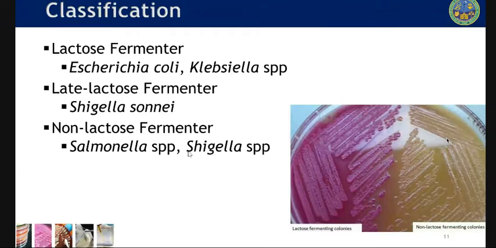For lactose fermenters, examples under the family Enterobacteriaceae are Escherichia coli and Klebsiella species. As I said a while back, Klebsiella, other than being a lactose fermenter, presents a mucoid colony appearance on top of the culture media. Then you have the late lactose fermenters. They will still present a pink or red colony, but on a longer incubation period. An example of which is Shigella sonnei.